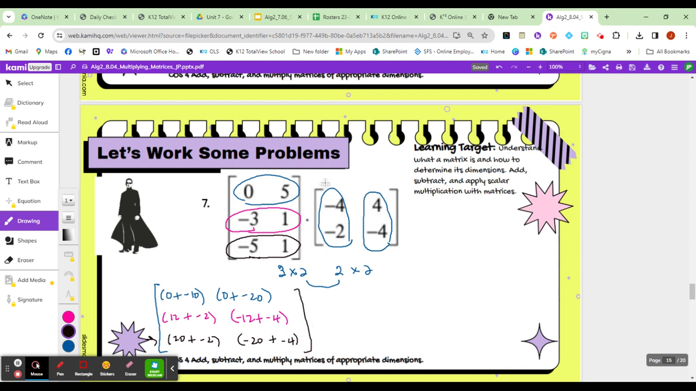And then again, I like to just go back and double check. 0, -10, 0, -20, 12, -2, -12, -4, 20, -2, -20, -4, and then we just simplify everything that's in the parentheses. So we're going to get -10 and -20 in the first row of my answer. We're going to get 10 and -16 in the second row of our answer. And we're going to get 18 and -24 in the last row. And then let me just double check because we are human beings, and it is very easy to make a mistake. So there's my answer.